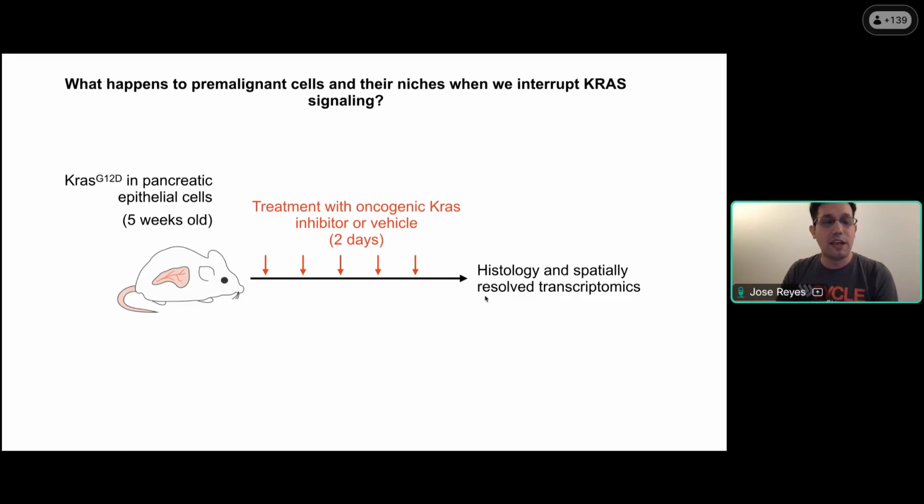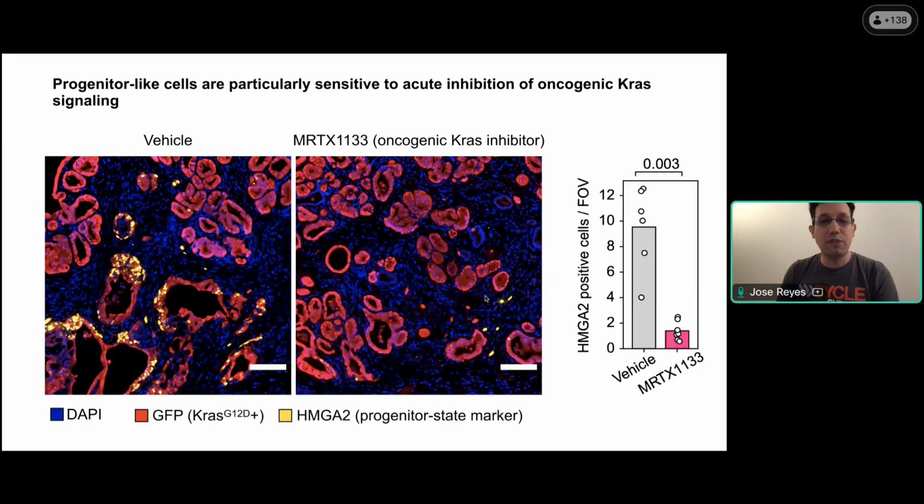I designed an experiment in which I subjected a mouse that has activated oncogenic KRAS in the epithelium, and this is a really young mouse, so this is a premalignant stage of pancreatic cancer development. I treated these mice with either the oncogenic KRAS inhibitor or vehicle for only 2 days, and harvested tissue at the end of the treatment for histology and spatial analysis. And this treatment had a profound impact on the abundance of progenitor-like cells in the tissue.